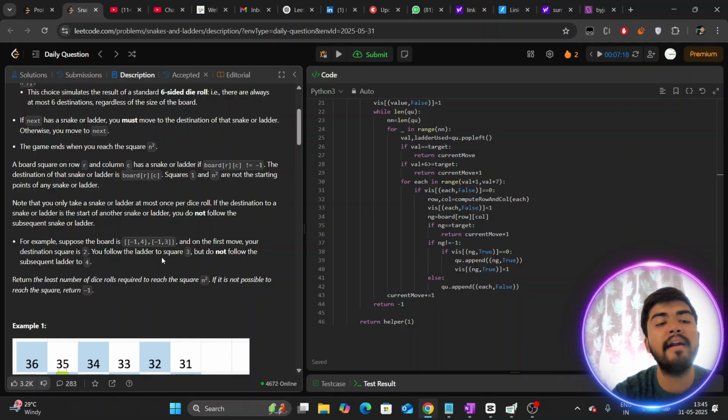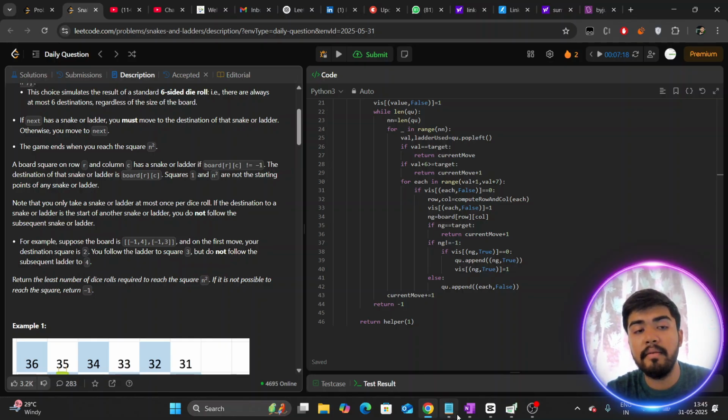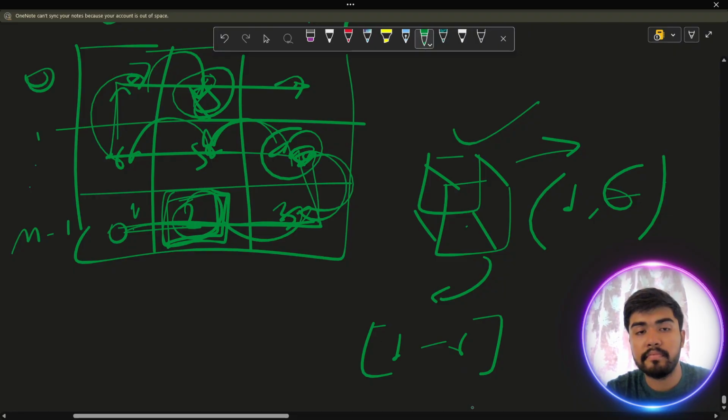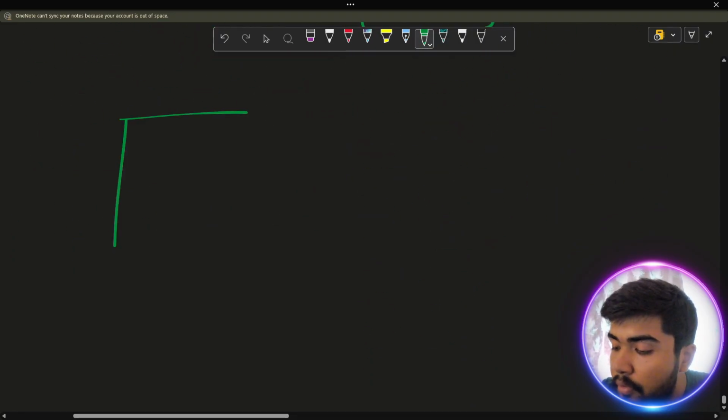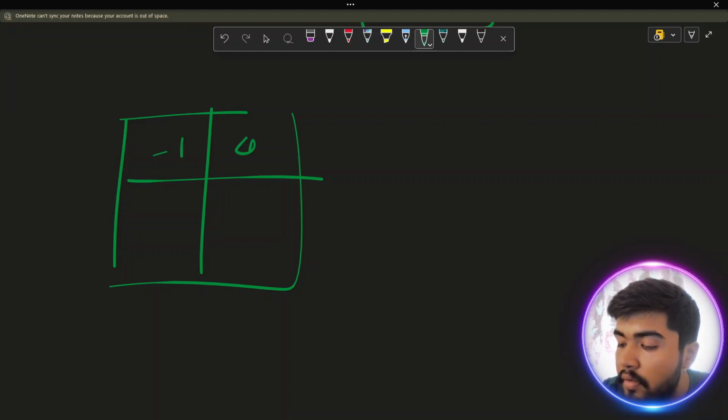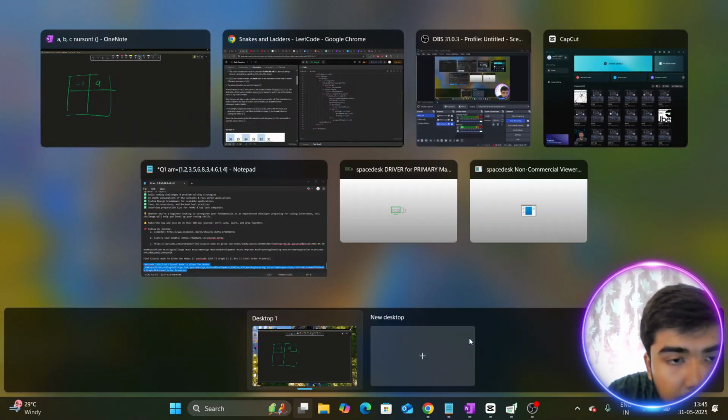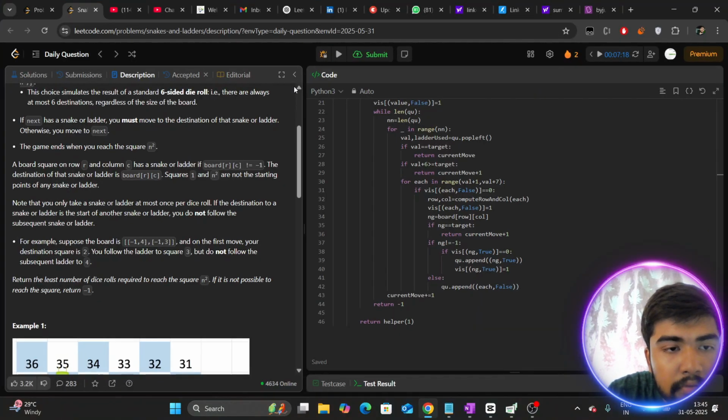And you follow the ladder to square 3, but do not follow the subsequent ladders to 4. So if I can draw this: -1 4 1 -1 3, right? So our board has -1 4. What else? -1 3, I guess, right? -1 4 -1 3.